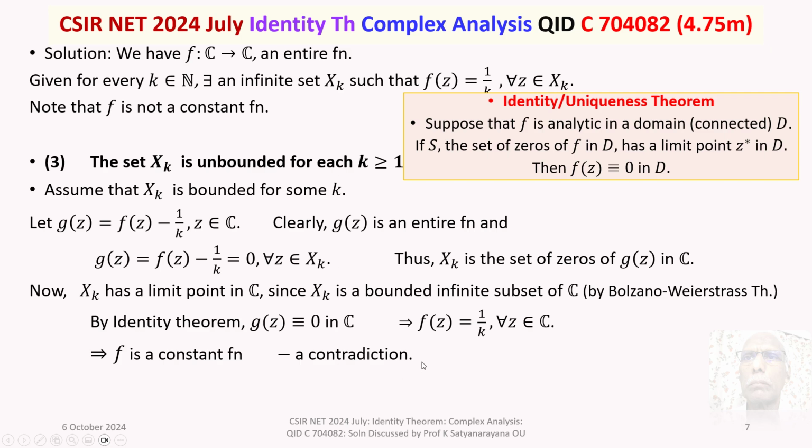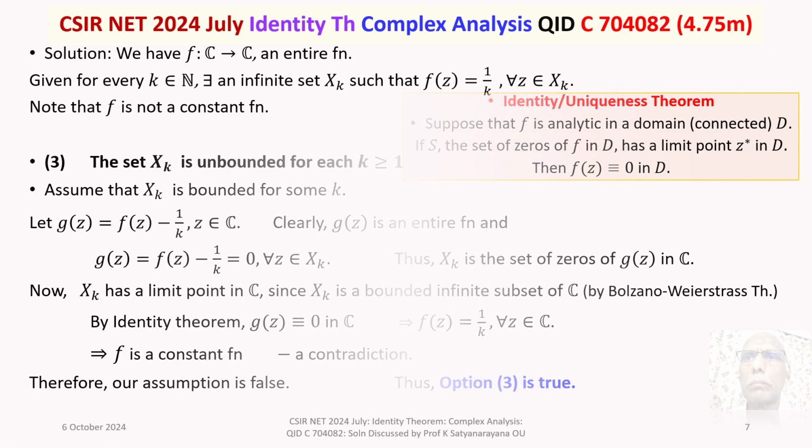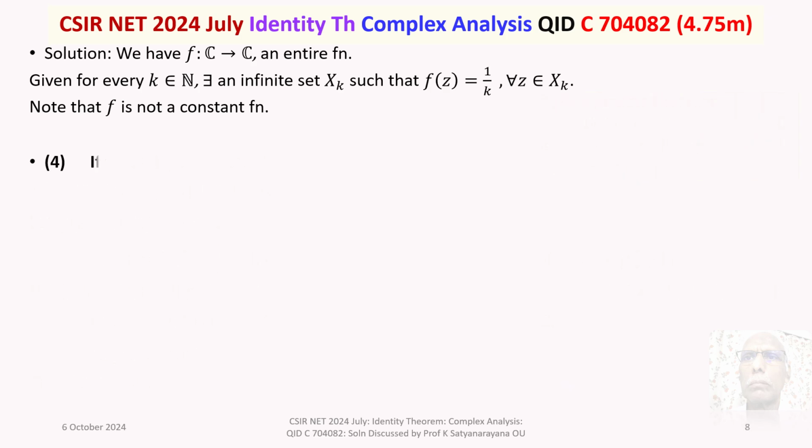So this contradiction tells us that our assumption is false. Therefore, option 3 is true. That is the proof by contradiction. We move to the next slide for the last option.